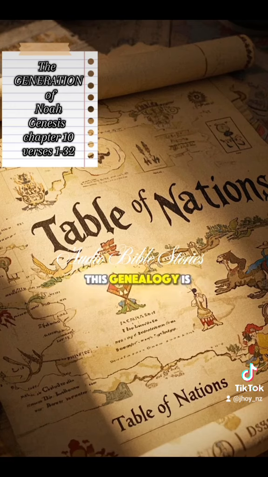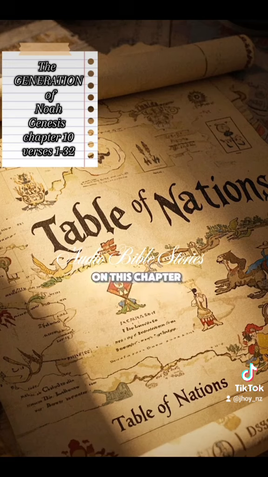The detail in this genealogy is remarkable, listing not just individuals, but also cities, regions, and peoples. In today's world, where we often focus on what divides us, Genesis 10 reminds us of a profound truth. We all share a common ancestry, whether from the lines of Shem, Ham, or Japheth. This chapter teaches us that humanity is one extended family, diverse yet connected through our shared history.